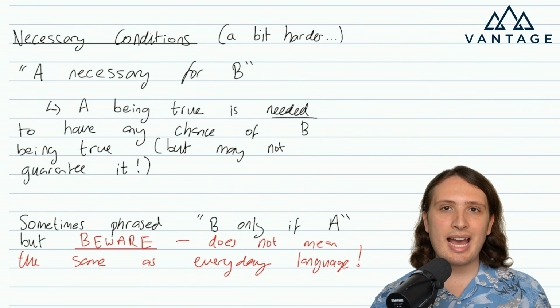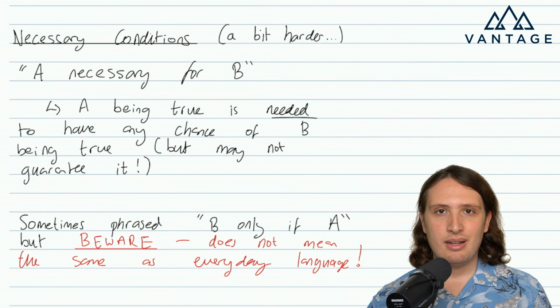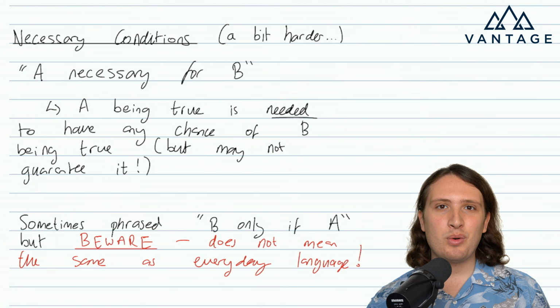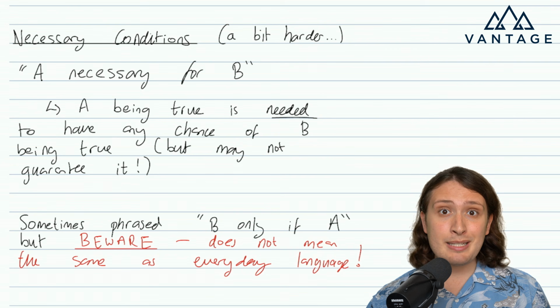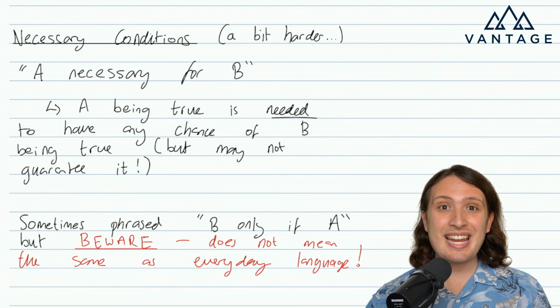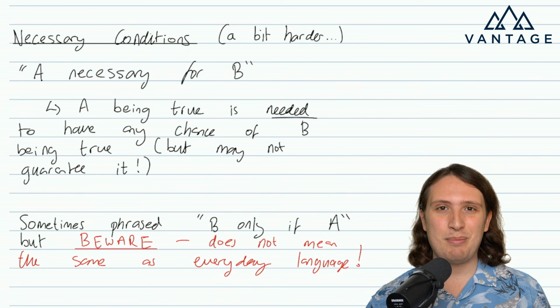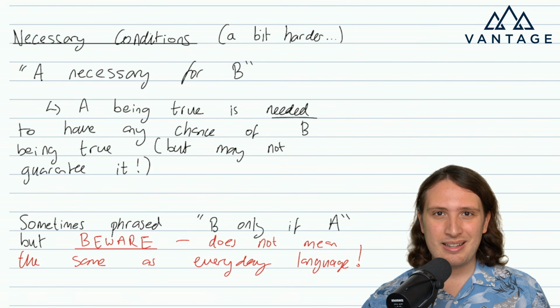Necessary conditions can be a bit more challenging, and it's very easy to confuse yourself about precisely what the claimed implication is. When we say that A is necessary for B, we're saying that A is needed to have any chance of B being true. Now, it's really important to remember that we're not suggesting that A being true guarantees B is true. We're just saying that it's needed if you're going to have any chance at all of B being true. So in other words, if you don't have A, you've definitely not got B.